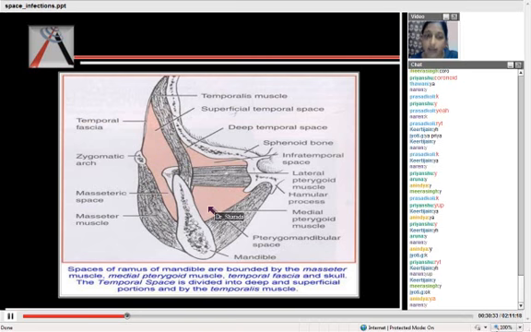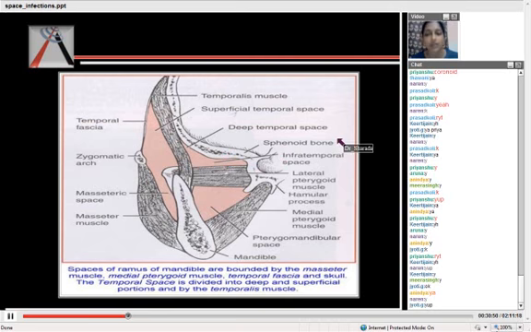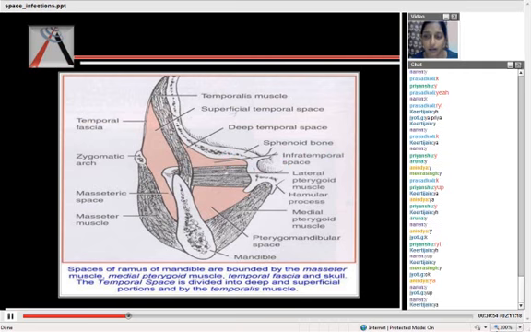Got it? Suppose it perforates from your lingual side. Where can it go? It can go to the pterygomandibular space. If it somehow perforates your muscle, it can go through the infratemporal space. So that's how it can spread through various spaces. It can't be confined. You can't say it's confined.